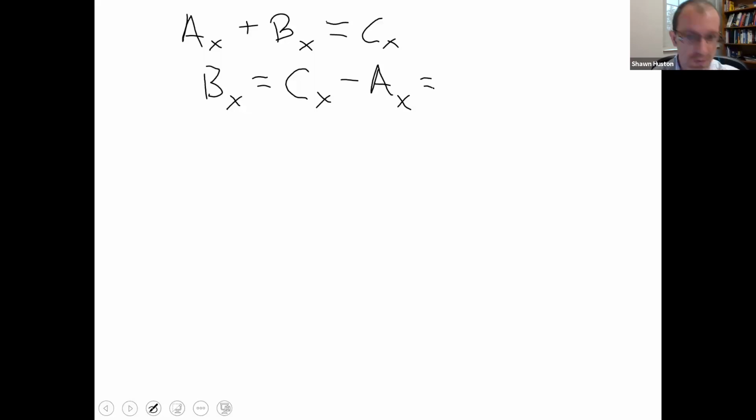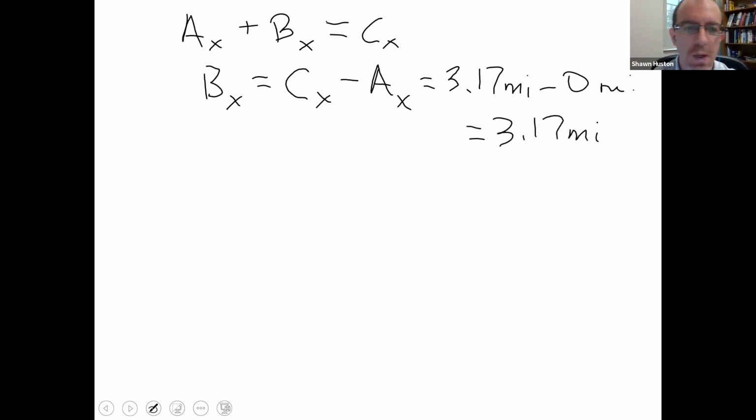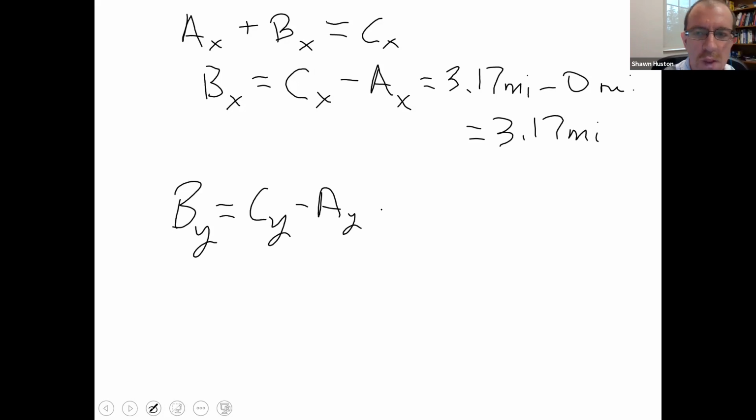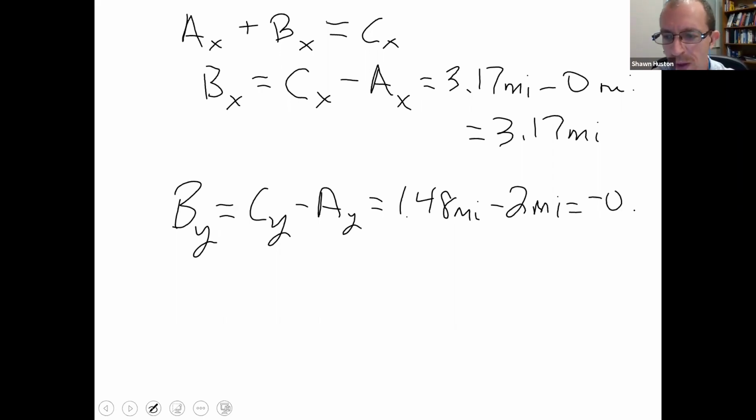All right, let's plug in numbers. 3.17 miles minus 0 miles gives me 3.17 miles. All right, we do the exact same thing for the y components. And what do we get out? We get out 1.48 miles minus 2 miles gives me a negative 0.52 miles. Okay. All right, so now what?